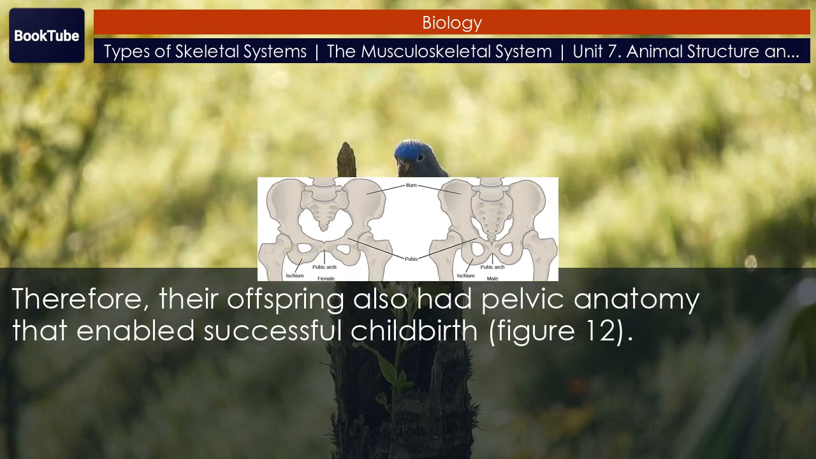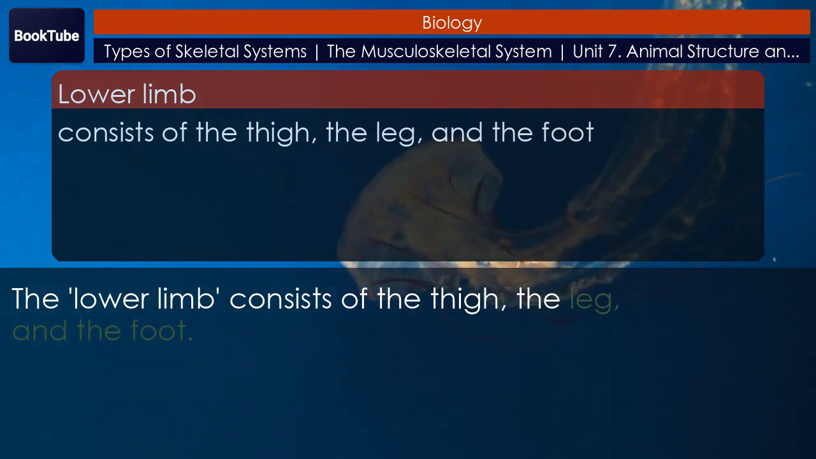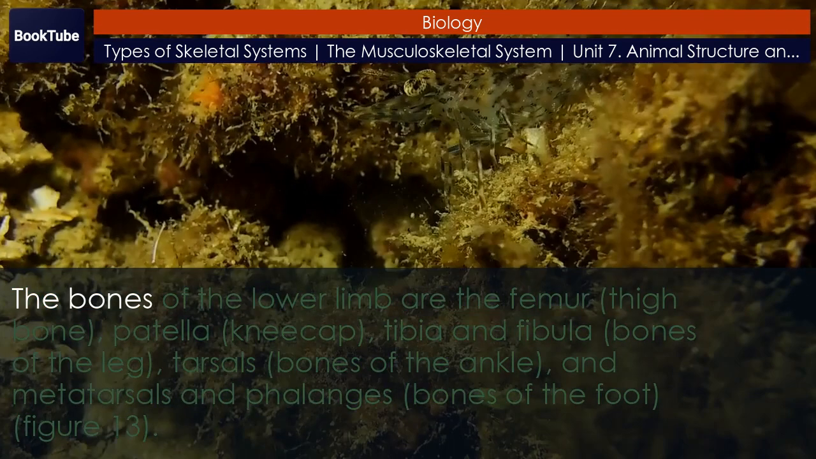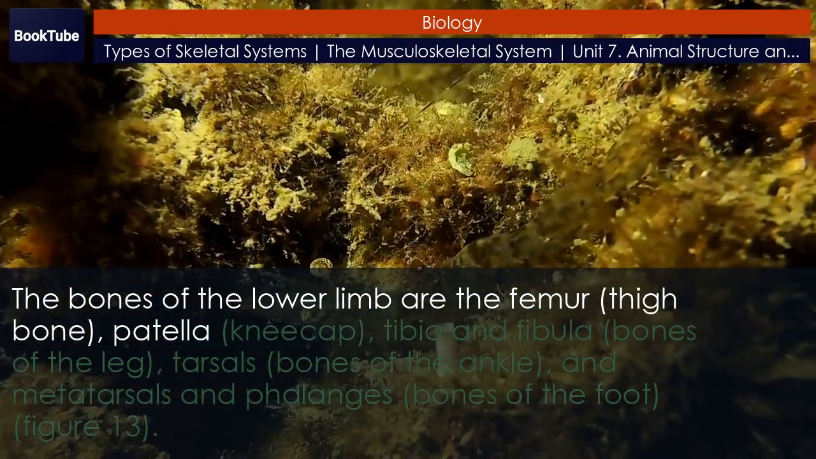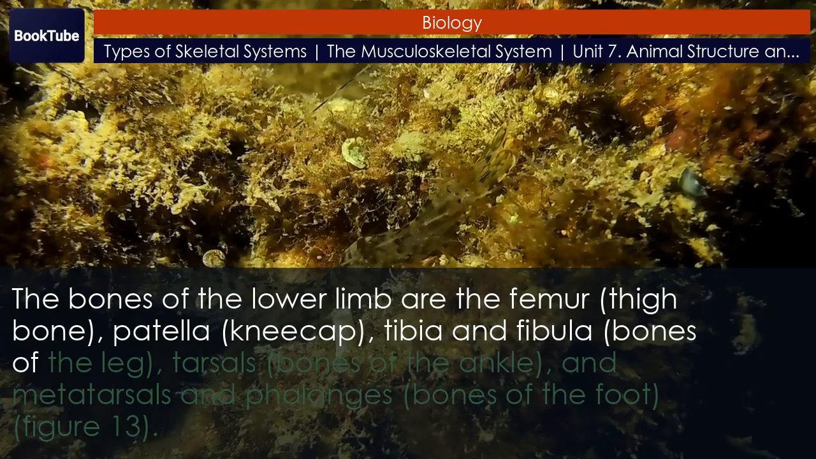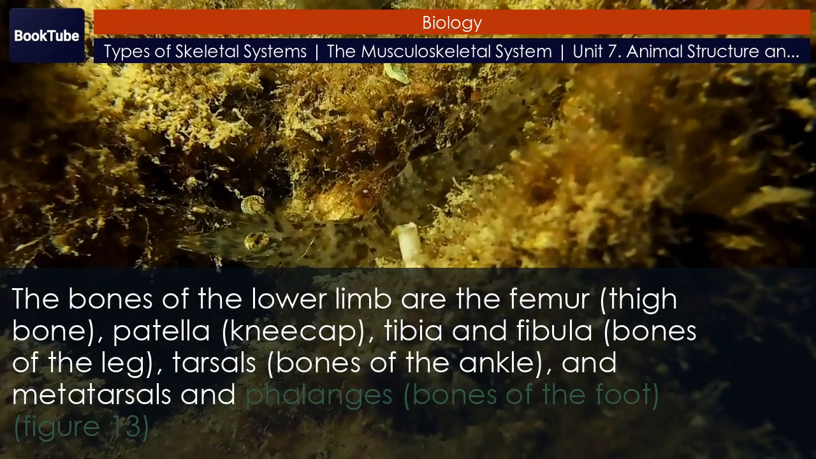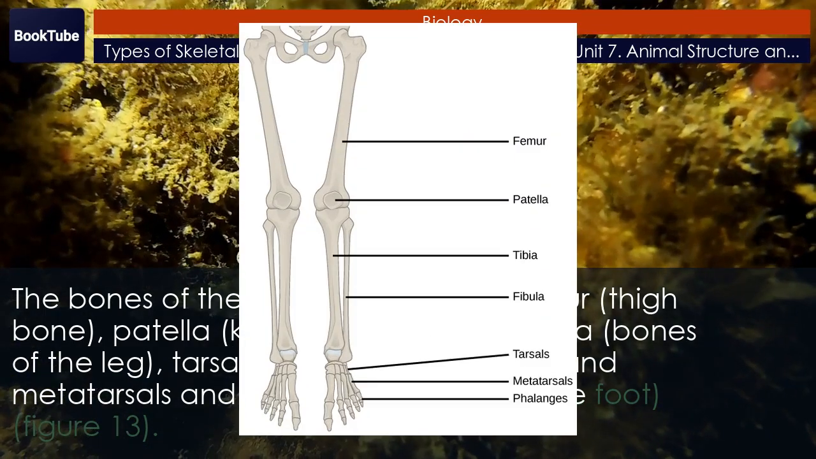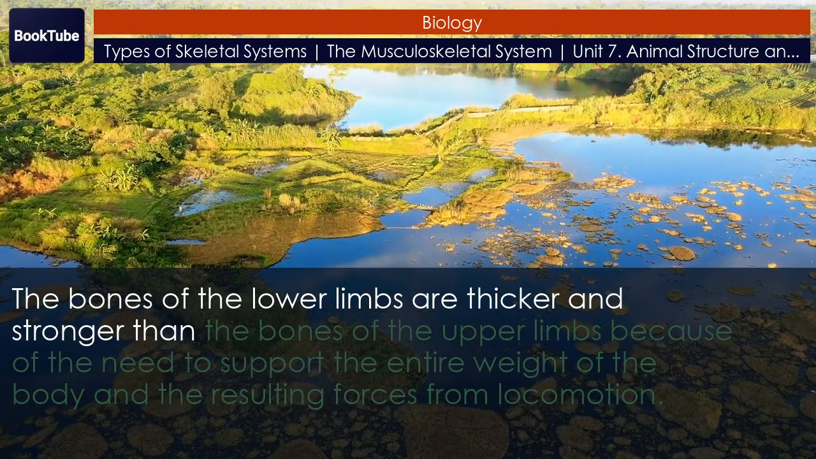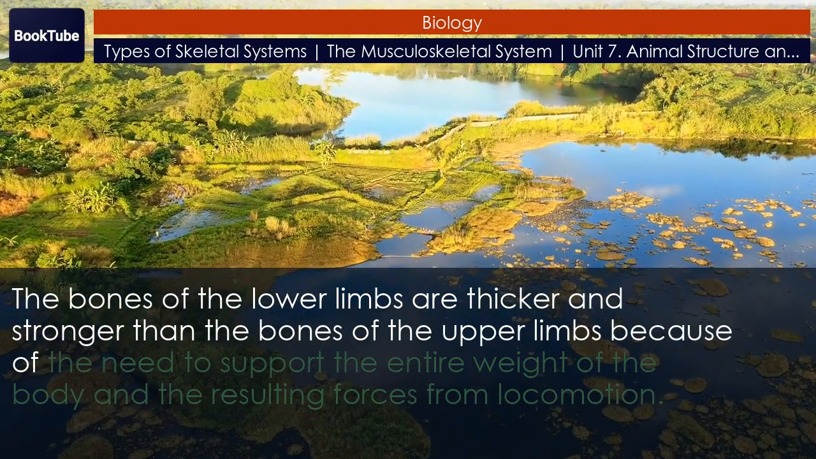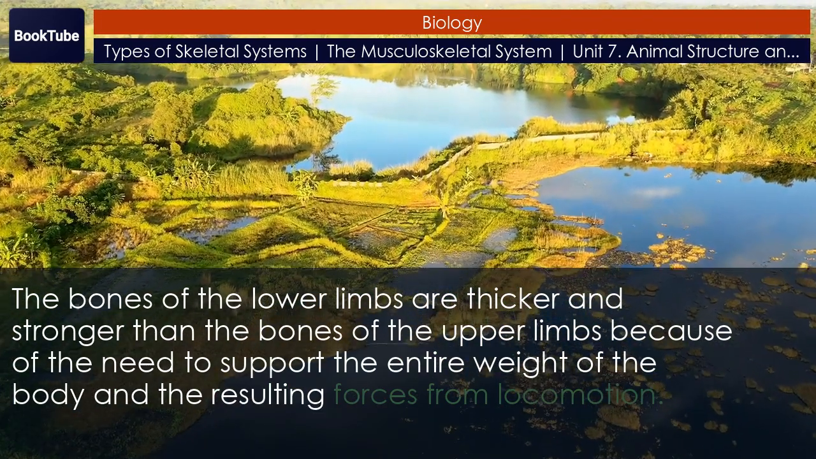Figure 12. The lower limb. The lower limb consists of the thigh, the leg, and the foot. The bones of the lower limb are the femur, thigh bone, patella, kneecap, tibia and fibula. Bones of the leg, tarsals, bones of the ankle, and metatarsals and phalanges. Bones of the foot. Figure 13. The bones of the lower limbs are thicker and stronger than the bones of the upper limbs because of the need to support the entire weight of the body and the resulting forces from locomotion.